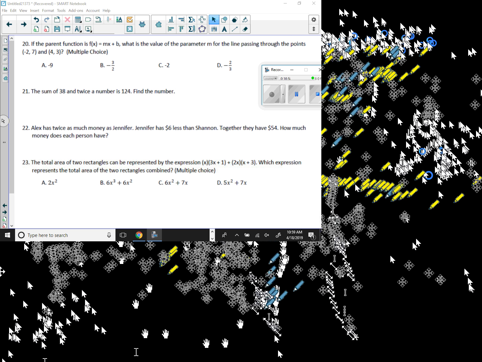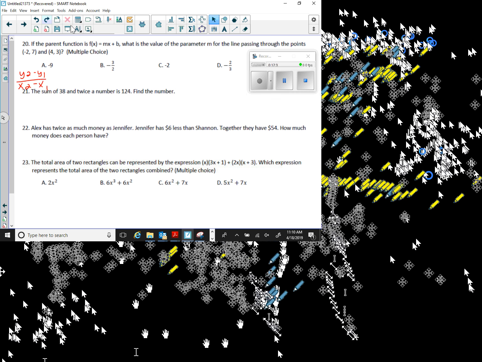If the parent function is f of x equals mx plus b, what is the value of the parameter m of the line passing through the points -2, 7 and 4, 3? Multiple choice. Okay, so what you have to do here is use your slope formula.